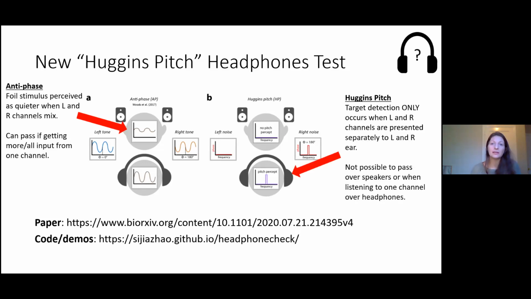By contrast, the Huggins pitch test nicely gets around that problem, because I think you can really only detect the tone when the left and right channels are presented separately to each ear. The audio perception researchers can help me out if I'm wrong, but I think it's not possible to pass over speakers or when you're just getting input from one of the two channels.